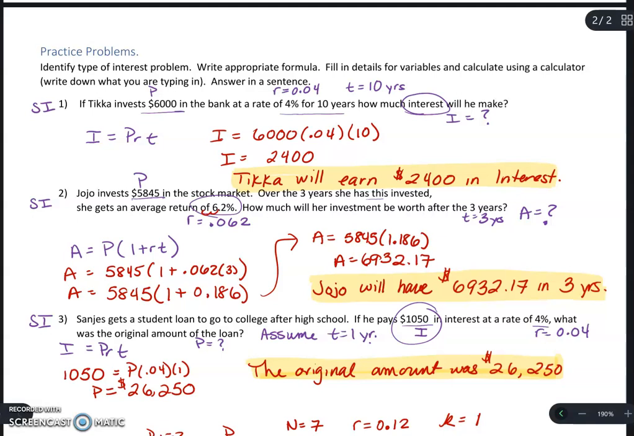For number 2, it's going to be a little bit different. You need to follow order of operations and do the 1 plus 0.062 times 3 has to happen. The 0.062 times 3 has to happen first, then add your 1. So you're going to end up with A equals 5,845 times 1.186, multiply that out, and you will get $6,932.17 over the 3 years.